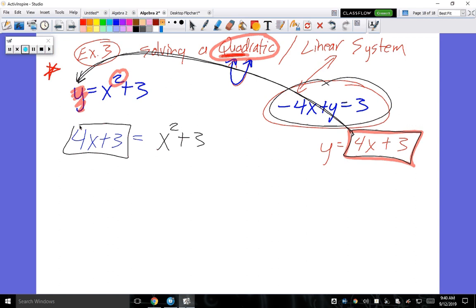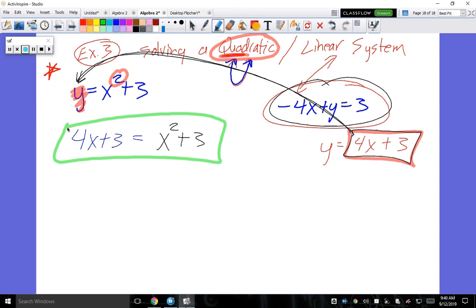The reason I did that is because look, it's all the same variable now. It's easy to solve when I have one type of variable. Now we're going to get 0 on one side. Here we go. X squared minus 4x, and I'm going to subtract 3. So it would just be 0, right? So this is what I have left.